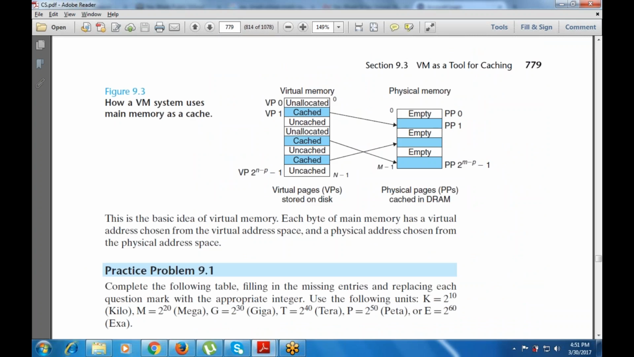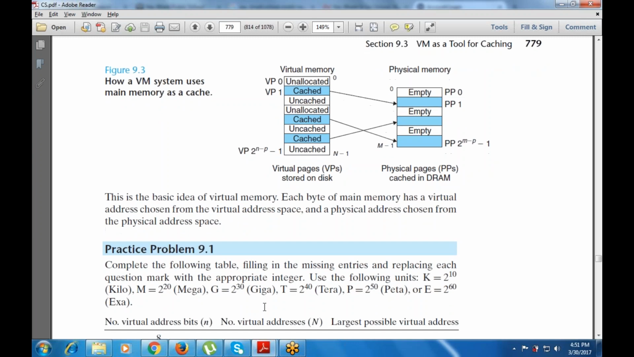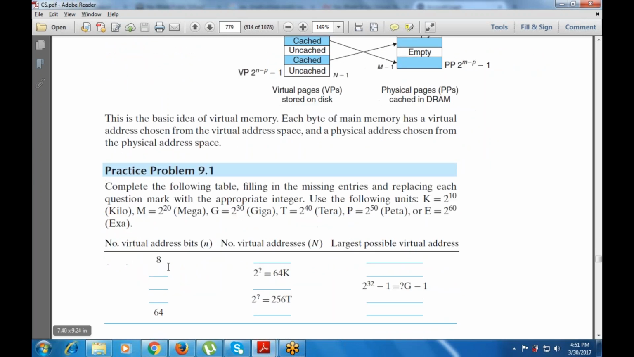Here is the virtual memory, with pages VP0, VP1, some unallocated, some cached, some uncached, and the physical memory, with empty pages, and multiple virtual pages also stored on the disk. So there are virtual addresses and physical pages, the VPs. This is the basic idea of virtual memory. Each byte of main memory has a virtual address chosen from the virtual address space and a physical address chosen from the physical address space.